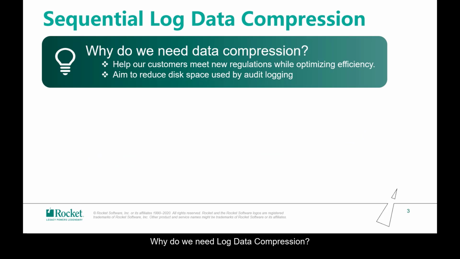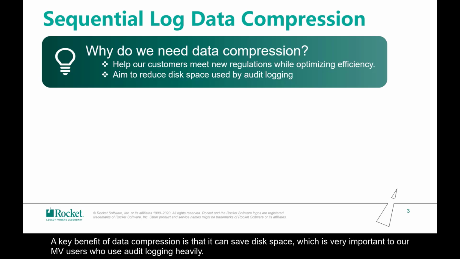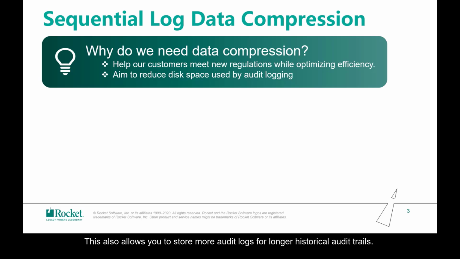Why do we need log data compression? In order to help our customers meet strict new regulations, while at the same time optimizing the performance and the efficiency of auditing, data compression of the sequential log file was proposed. A key benefit of data compression is that it can save disk space, which is very important to our UV users who use audit logging heavily. This also allows you to store more audit logs for longer historical audit trails.